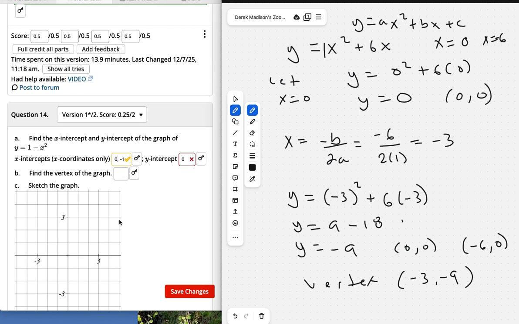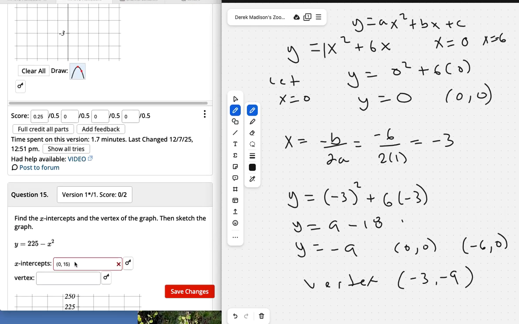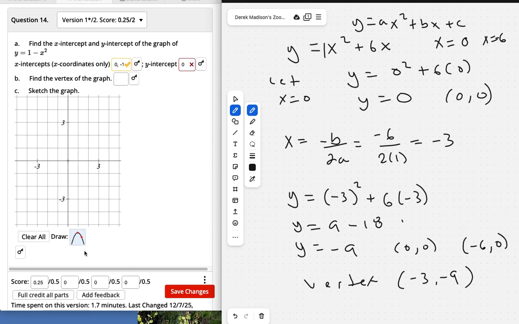13 you got. It was 14. I think 15 is pretty similar as well, yeah.